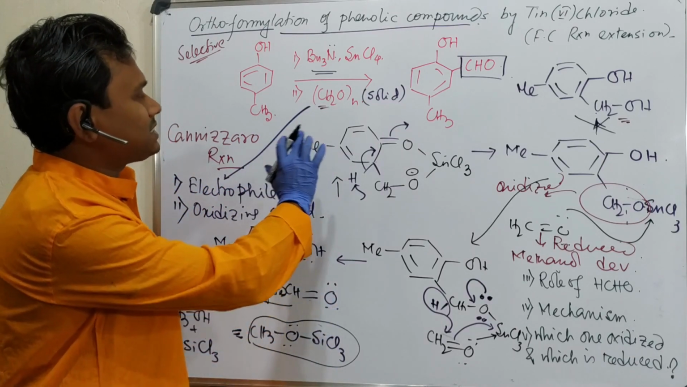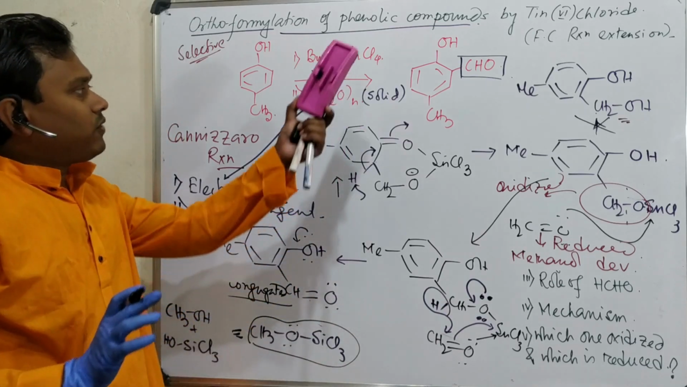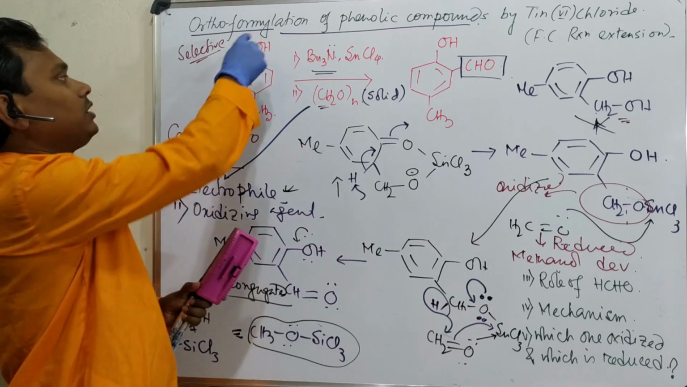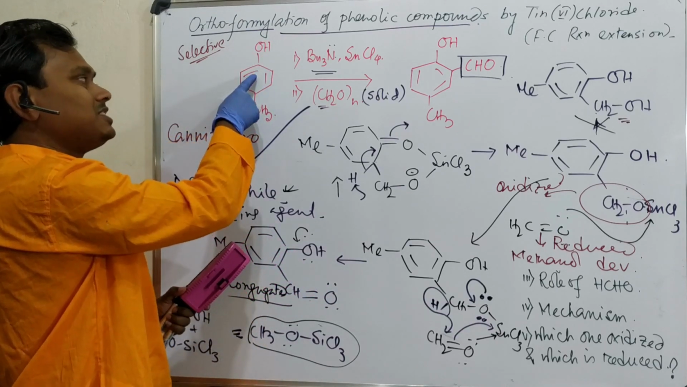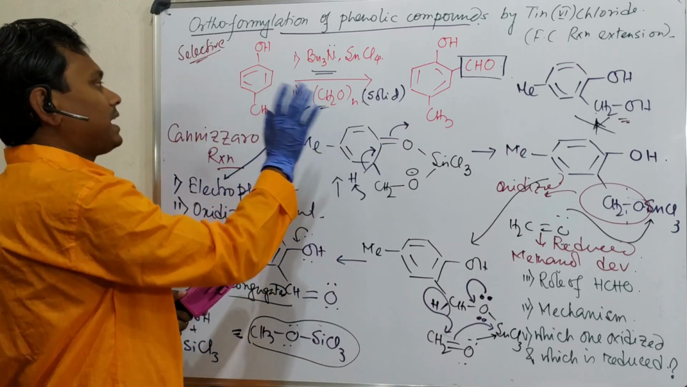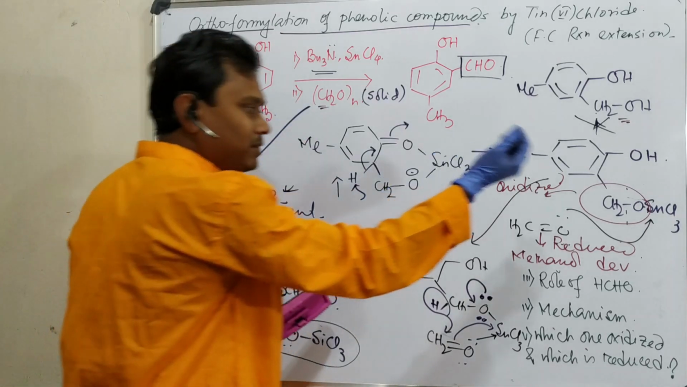So we have discussed all the parts regarding the mechanism. If I make a summary of this mechanism, what is happening? First of all, this is creating an anion which increases the electron density in the benzene ring. That's why it acts as an electrophile to attack. Second step, what happened after the electrophilic attack? It resulted in alcohol derivative formation.